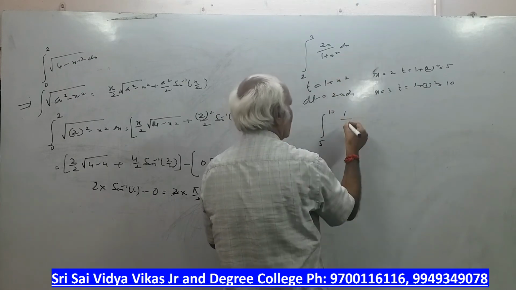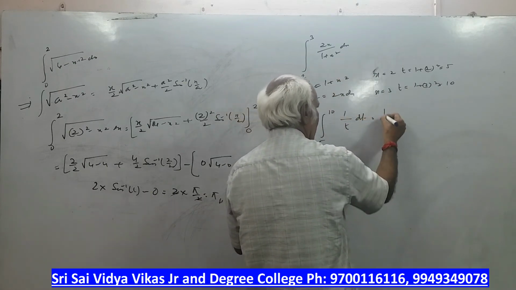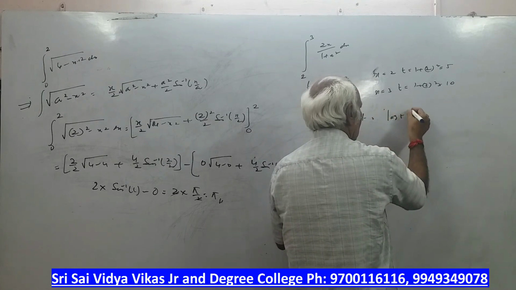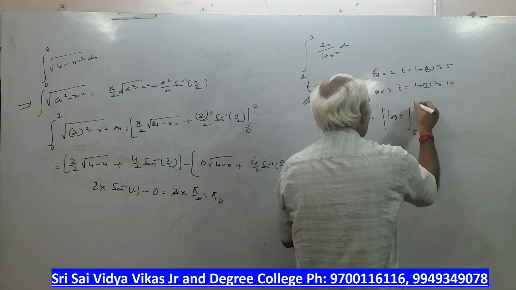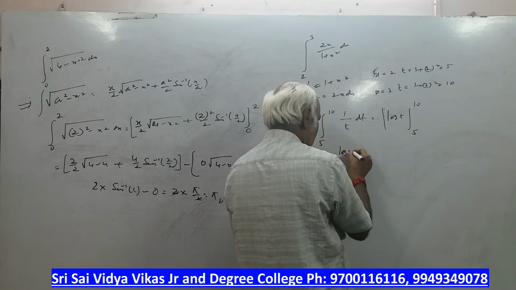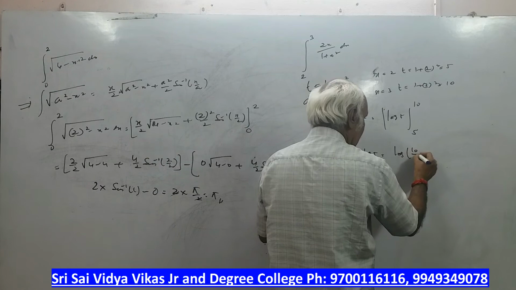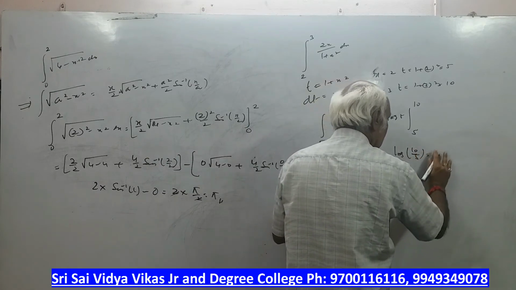1 by 1 plus x square is t dt. 1 by t is log t. Limits are 5 to 10. So this becomes log 10 minus log 5. Log a minus b is log of a by b. What is the answer? Log 2.